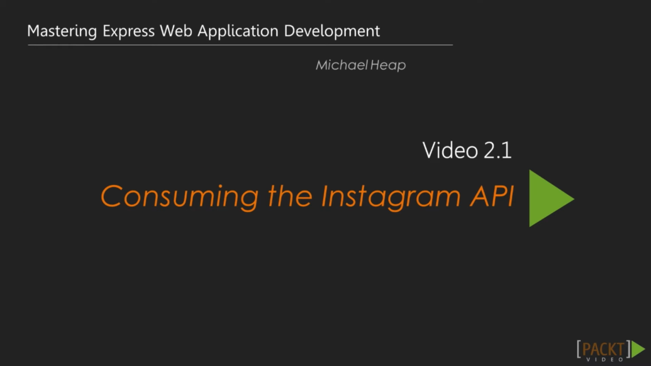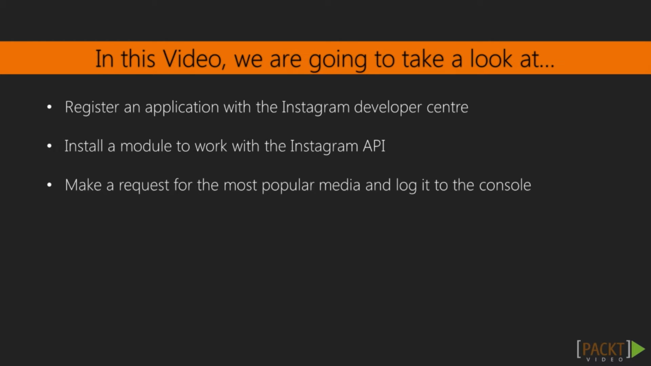In this video, we're going to be registering an application to use with the Instagram API, installing a module from npm to help us access it, and making the call to the API to see what information it returns for us to use.